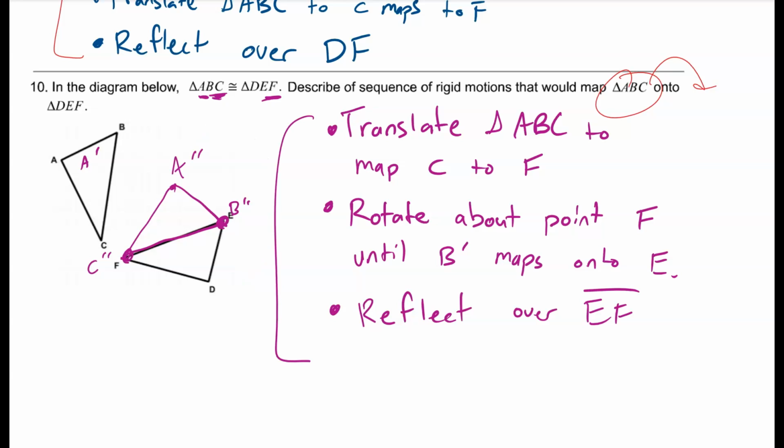So this would be the most I would ask of you, something that requires at most 3 transformations, to get one figure to map onto the other. And I know that they're congruent, but if I didn't, this would be a way to prove that they're congruent.